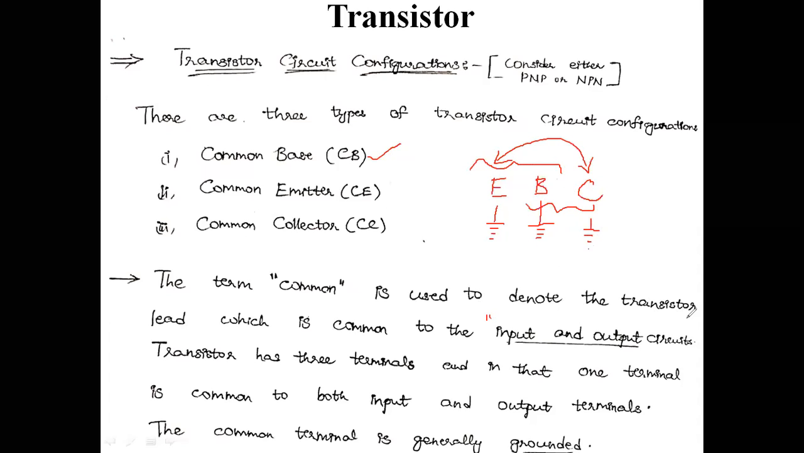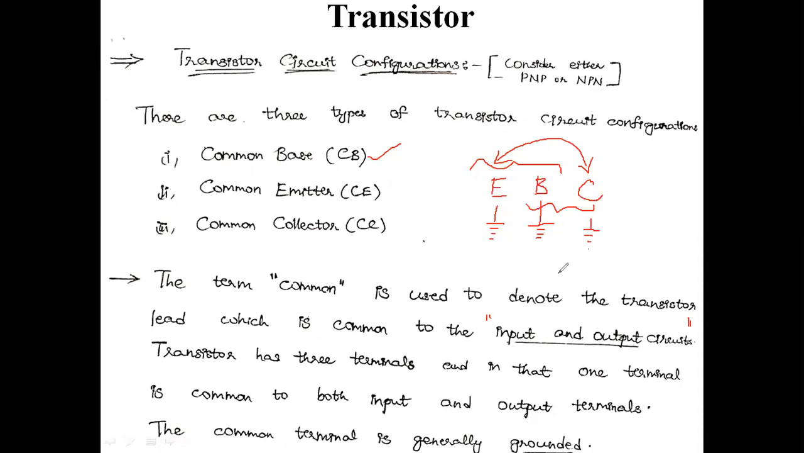Since that terminal is common to the input circuit side and the output circuit side, I can treat that configuration as common with respect to base, common with respect to emitter, or common with respect to collector. Like that, I am going to treat the terminal as common between the input circuit and output circuit side.